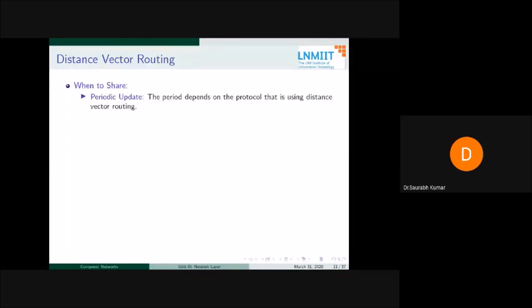Most important part, when to share. So there are two methods. One method says that there is a periodic update concept. The period depends on the protocol that is using distance vector routing. And second is triggered update.